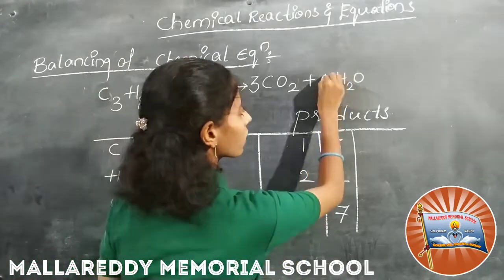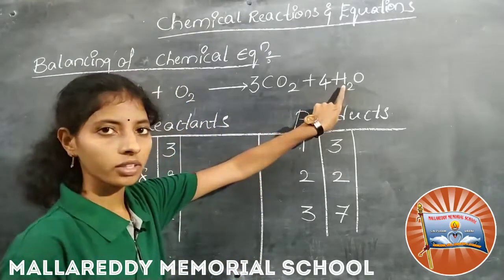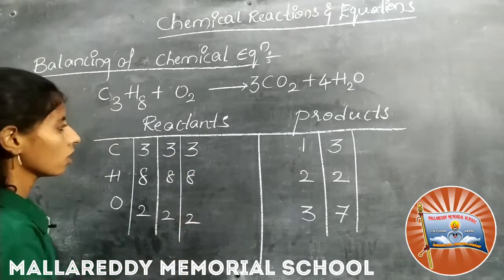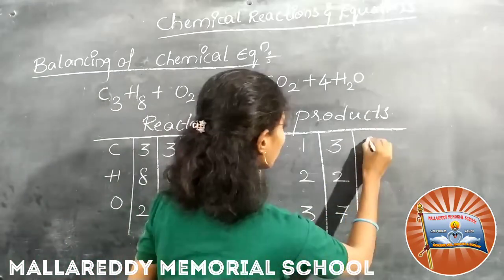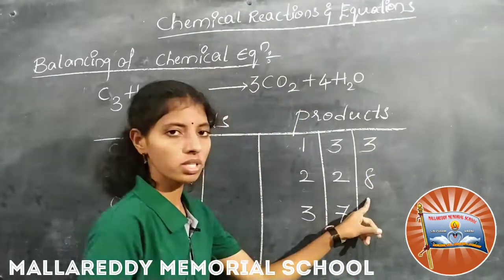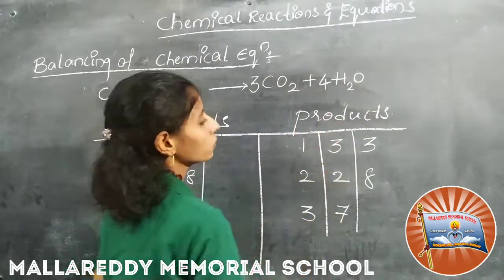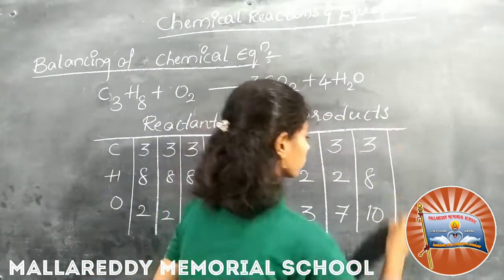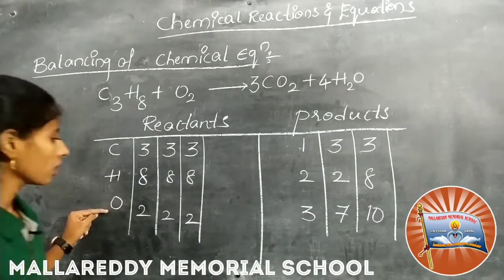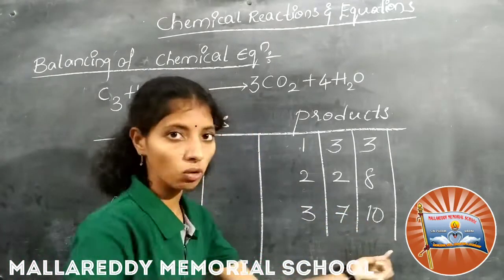So now I want to take 4 before the H2O. Now it is 4 2s are 8. So write down here, we are not changing any number on the reactant side. Now here we have 3 carbons and 4 2s are 8 hydrogens, and now oxygens also increased. Here we have 6 and here we have 4, total 10. Now see, the last one is the oxygen. On the reactant side we have 2 oxygen atoms, but on the product side we have 10 oxygen atoms.